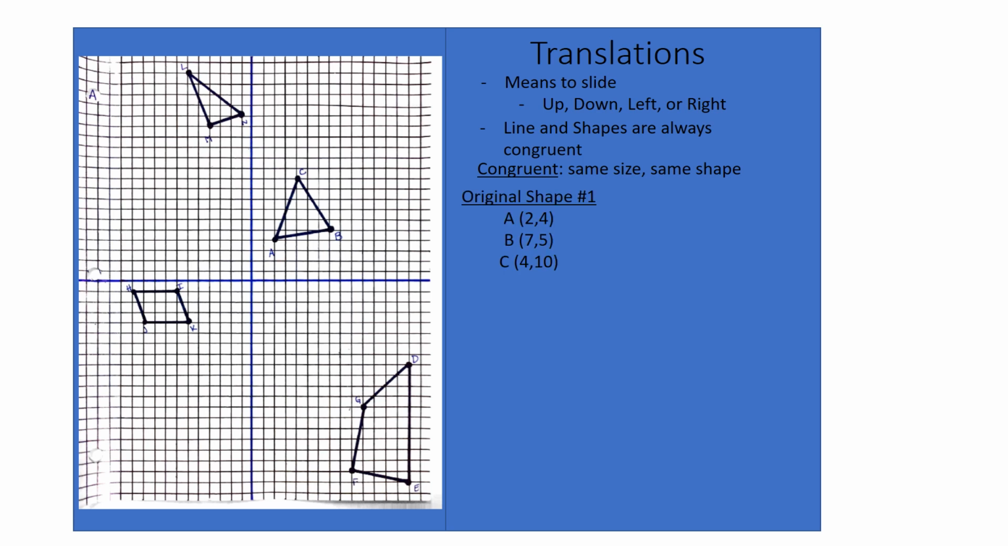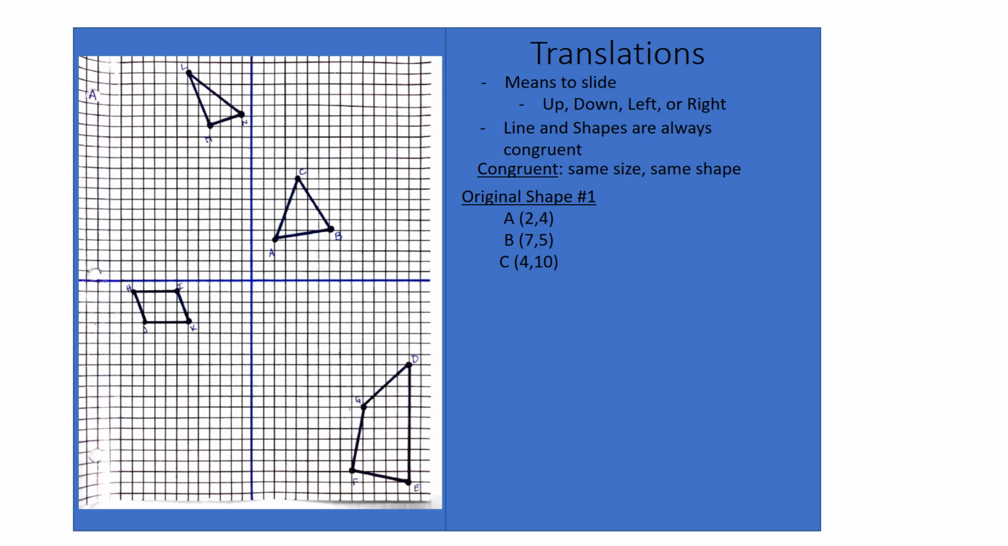We're going to go ahead and start with our first shape, which is the triangle in the middle. Our first step is to write down the original points. So point A is at 2, 4. Starting at the origin, I go over 2 and up 4 to get to point A. I go over 7 and up 5 to get to point B, and point C is at 4, 10.